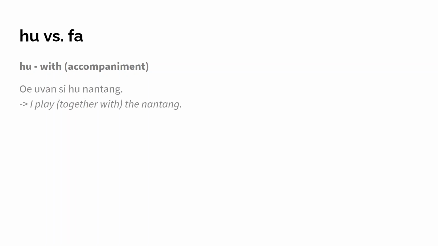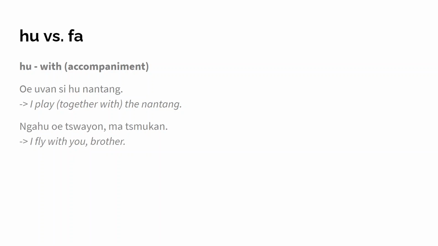Of course, I will not list all adpositions, I will just show you 3 different cases where it might make sense to look a bit closer at what adposition means what. And first we look at hu versus fa. Both mean with, but what's the difference? Hu means with accompaniment, so together with someone. Some examples. Oi uvan si hu nantang. I play together with the nantang. Nga hu oi twayon matsmukan. I fly with you, brother.